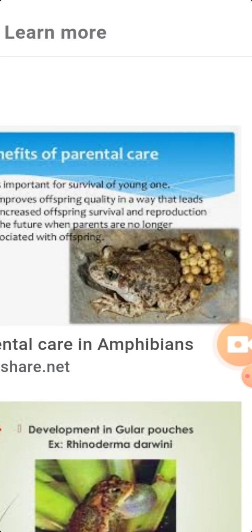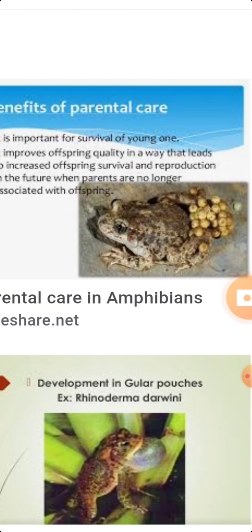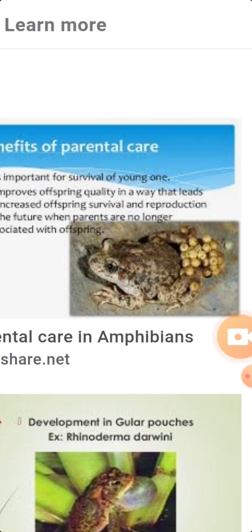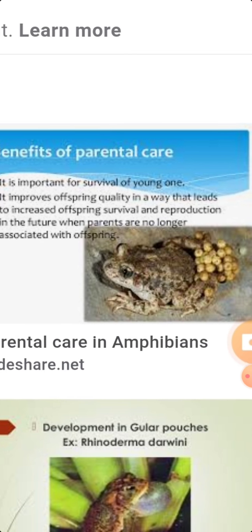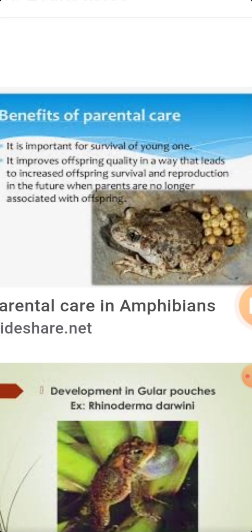In Alytes obstetricans, the midwife toad, which I am showing here, also called the midwife frog of France and Italy, the male exhibits a very interesting parental care. In the parental care of amphibians, both male and female participate. Here the male frog plays a major role in the protection of eggs and embryos.